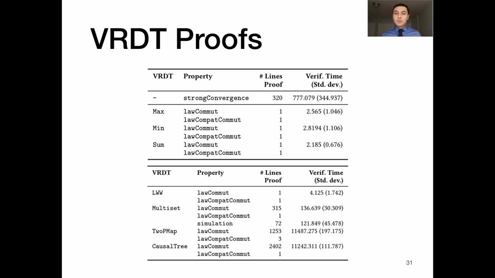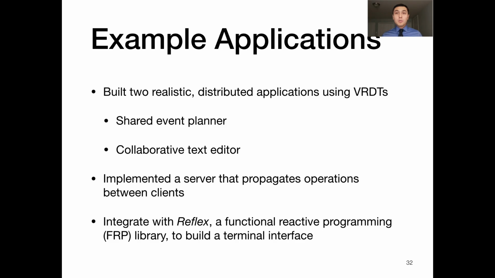This summarizes the proofs we did for the VRDT instances. Most of the instances were trivial, and Liquid Haskell was able to automatically verify them quickly. The strong convergence proof was a couple hundred lines of code, while the multiset, two-phase map, and causal tree proofs were more substantial. We built two realistic distributed applications using our VRDT instances.